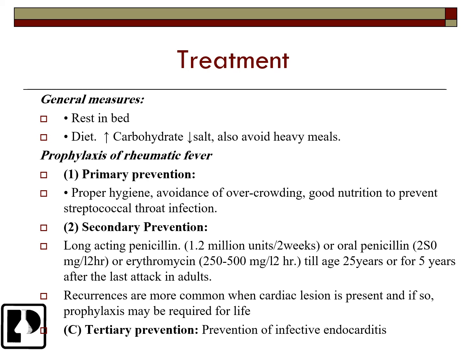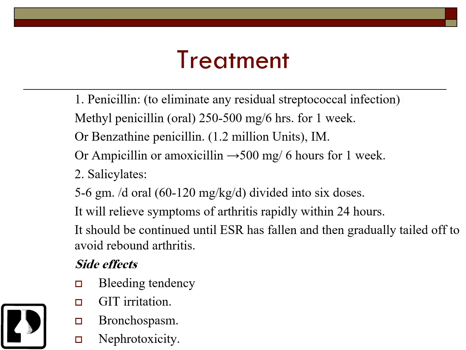Tertiary prevention: prevention of infective endocarditis, which is the most common and most serious complication occurring after rheumatic activity. Penicillin. What is the rule? To eliminate any residual streptococcal infection: phenoxymethylpenicillin oral 250 to 500 milligram every 6 hours for 1 week, or benzathine penicillin 1.2 million units IM, or ampicillin or amoxicillin 500 milligram every 6 hours for 1 week.